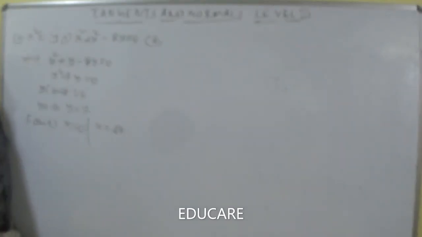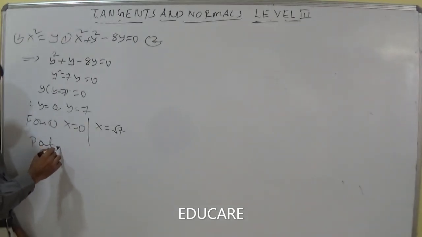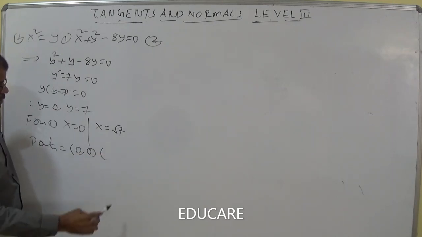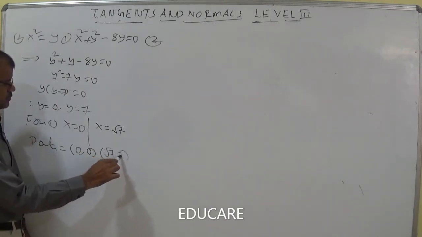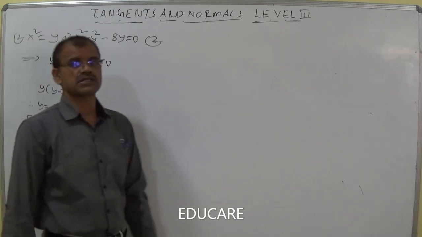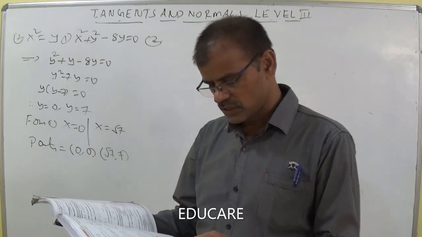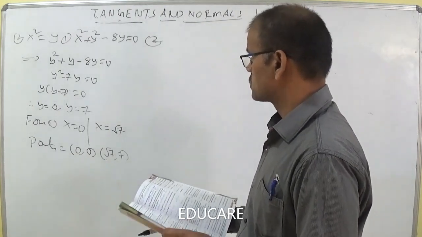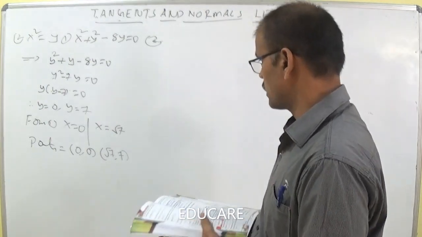Plus or minus, there will be two terms, but we can consider one term, it is enough. Then we write the points (0, 0) and (root 7, 7), which are the points of intersection of the two curves. At the point of intersection, we should calculate the equation of the common normal. Common normal and tangent.